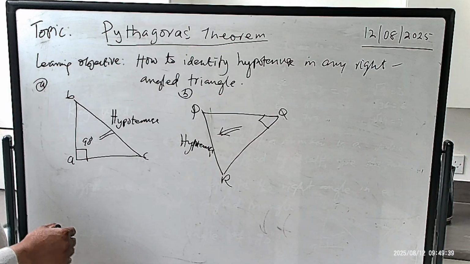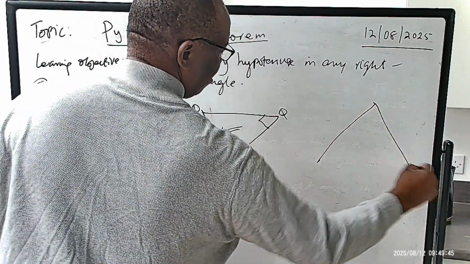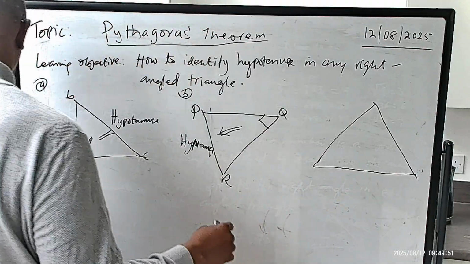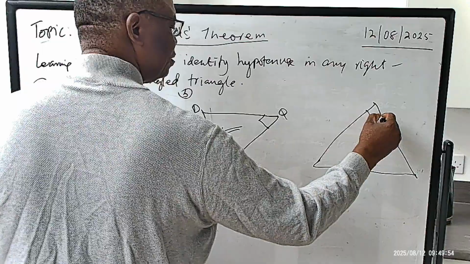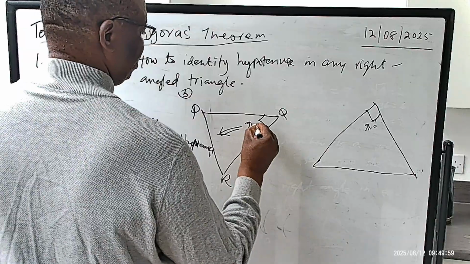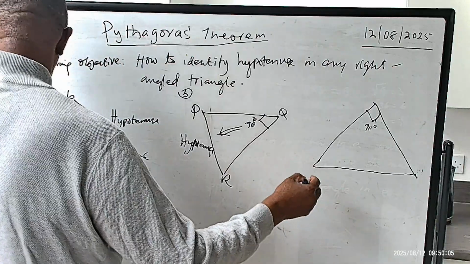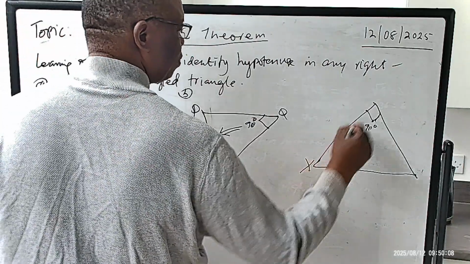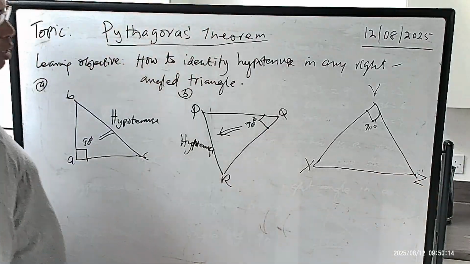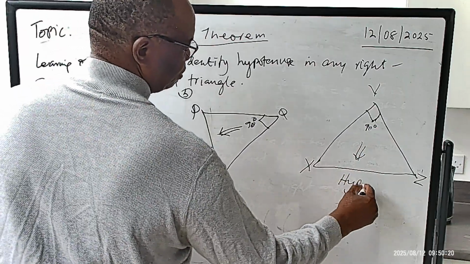Now, if I draw another one again, go like this. Sometimes you see some right angle triangle like this. You will be confused. Here is given like this. I should tell you, here is 90 degrees. So, here is facing here. And we have X, Y, Z. So, who cannot tell me? You can see here is facing here. Here will be the hypotenuse.